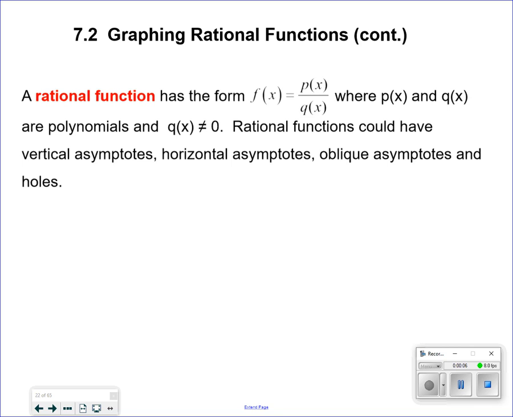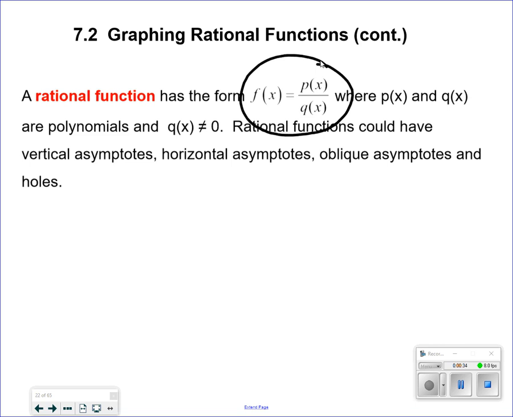7.2 Day 2, and this is one of the most important sections that we will do in Chapter 7. We're going to start going through all the different rational functions where the asymptotes occur for a vertical asymptote, a horizontal asymptote, even an oblique asymptote, and holes. So again, we are dealing with a fractional function. And we're no longer adding and subtracting.